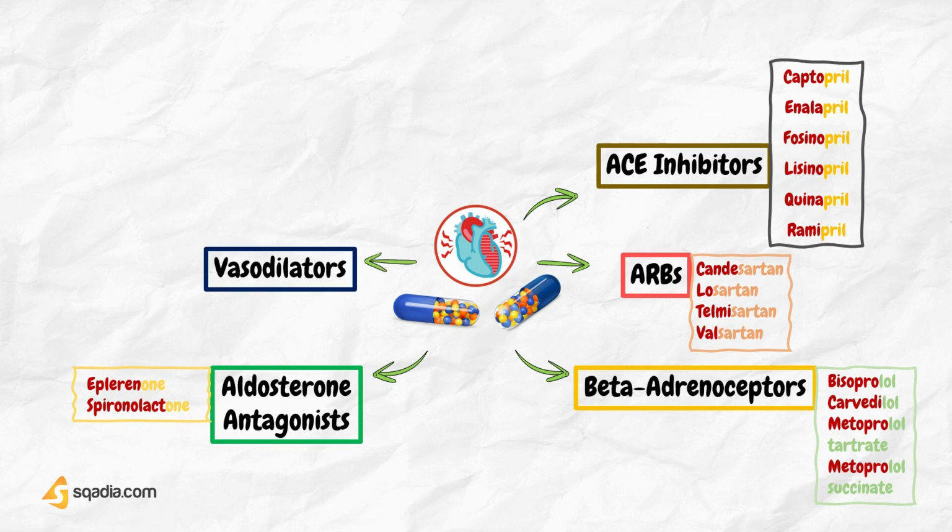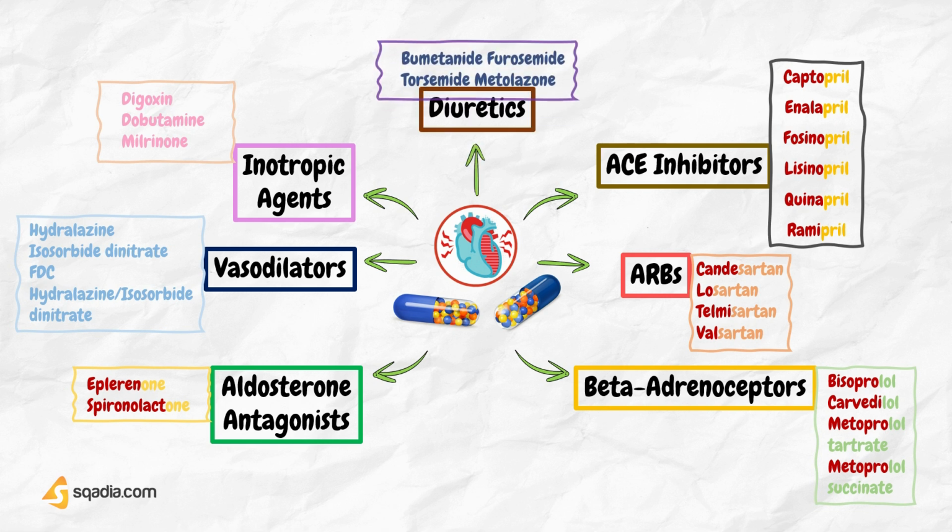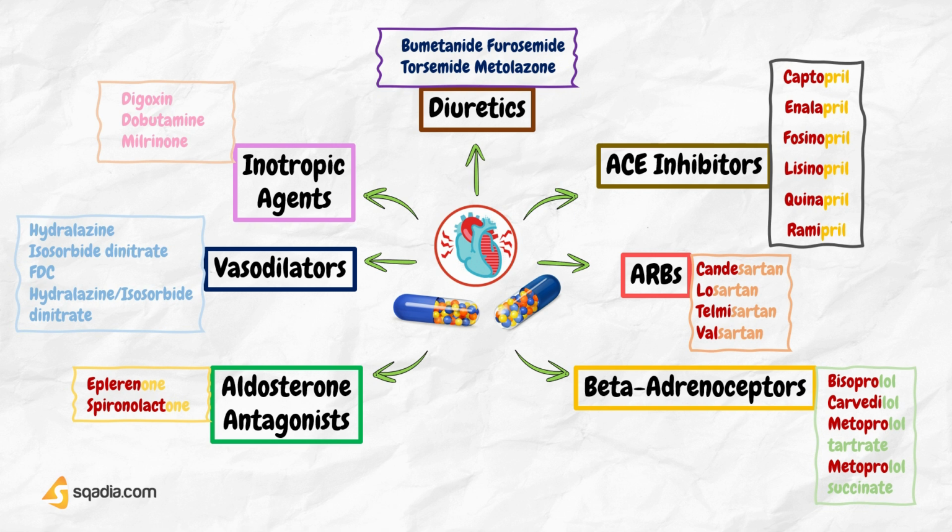Direct vasodilators and venodilators are hydralazine, isosorbide dinitrate, and the fixed-dose combination of hydralazine and isosorbide dinitrate. Inotropic agents include digoxin, dobutamine, milrinone, and lastly diuretics have bumetanide, furosemide, torsemide, metolazone.